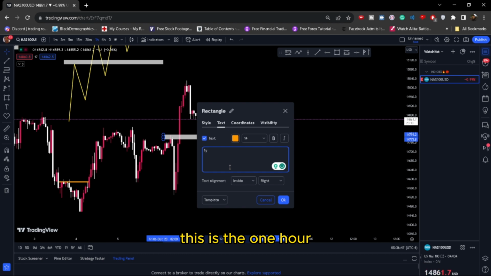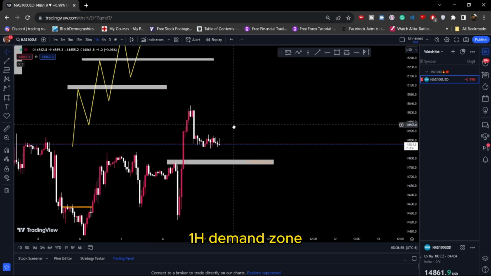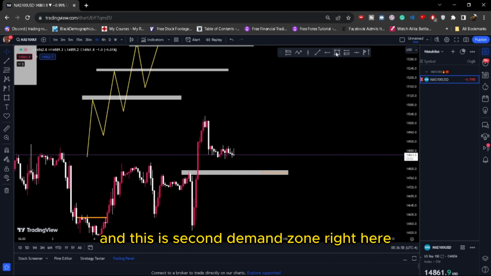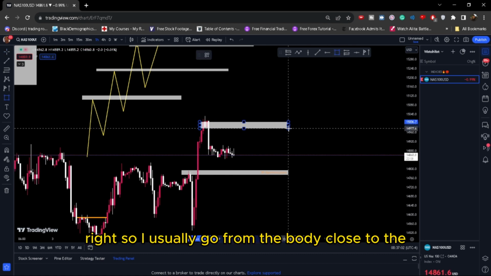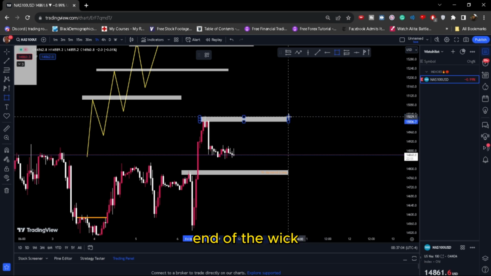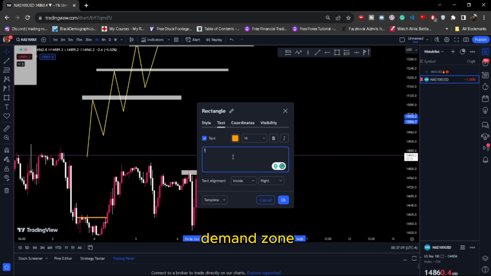This is the 1 hour demand zone. Demand zone right here. Boom. The 1 hour demand zone. And this is the second demand zone right here. I usually go from the body close to the end of the wick. Boom. 1 hour demand zone.